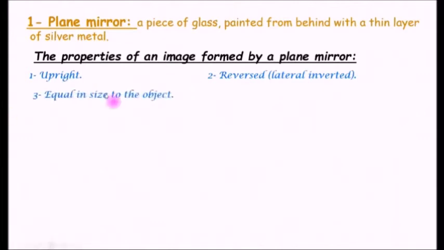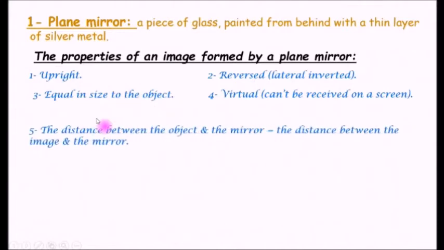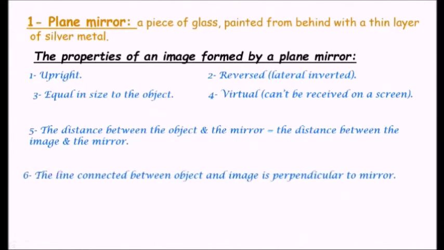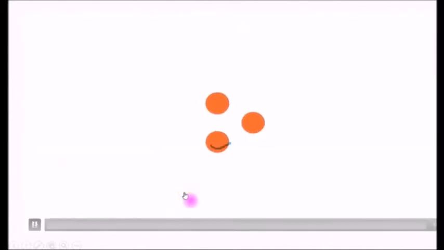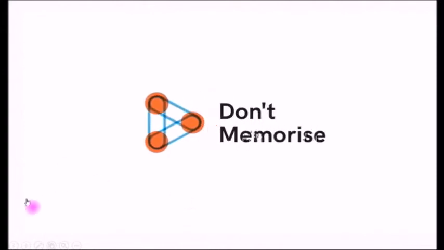Property number 3, equal in size to the object. You see your image at the mirror equal to your size, not taller or not shorter. Number 4, it's virtual, it means can't be received on a screen. Number 5, the distance between the object and the mirror equal the distance between image and the mirror, and we will explain it in the video. Number 6, the line connected between object and the image perpendicular to the mirror. Let's see a video to explain the properties more.